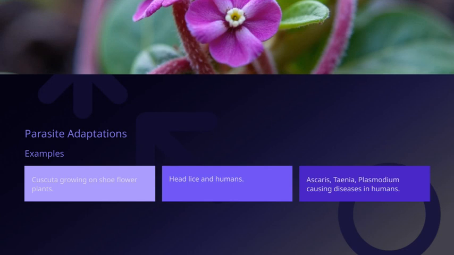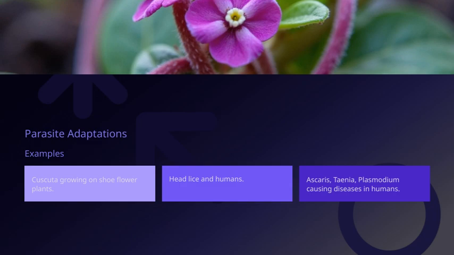Today, I want to highlight some fascinating examples of parasite adaptations that clearly show how these organisms have evolved to survive and thrive in their hosts. First, we have parasites like Ascaris, Taenia, and Plasmodium, which cause diseases in humans. Ascaris is a type of roundworm that infects the intestines, while Taenia, or tapeworm, also lives in our digestive system, often from undercooked meat. Then there's Plasmodium, the parasite responsible for malaria, transmitted through mosquito bites. These parasites have developed complex life cycles and adaptations to evade our immune systems and ensure their transmission.